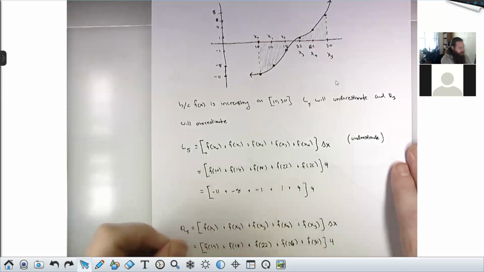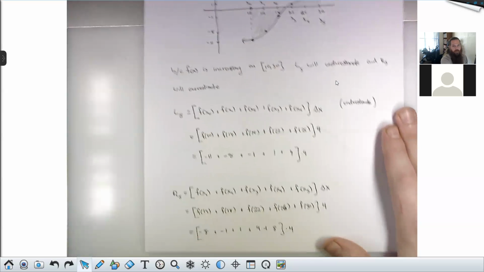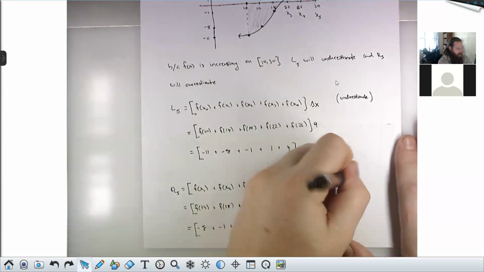So then our last step is to plug in these y values. F of 14 is negative 8. F of 18 is negative 1. Plus f of 22 is positive 1. F of 26 was positive 4, and f of 30 was positive 8, times 4. So then we just have to crunch these two things out. This would be our overestimate.